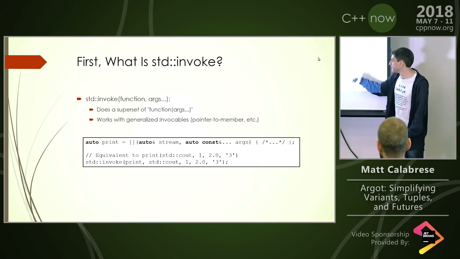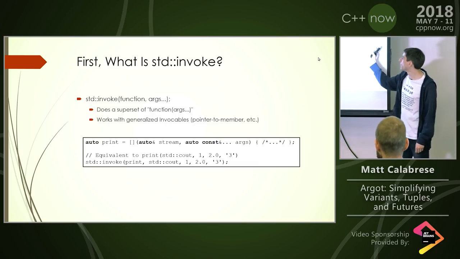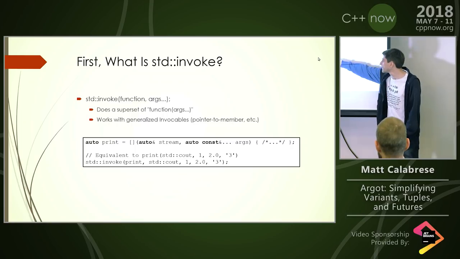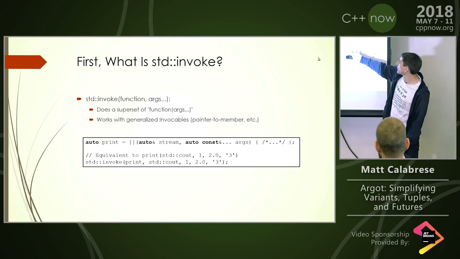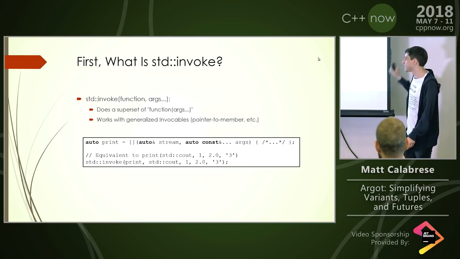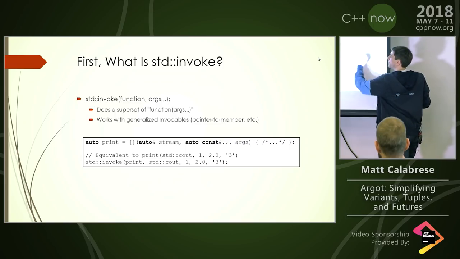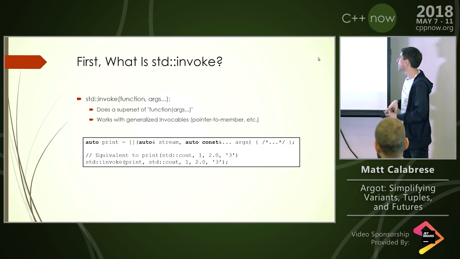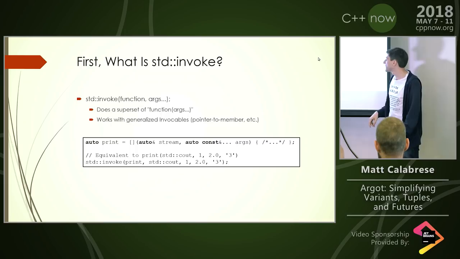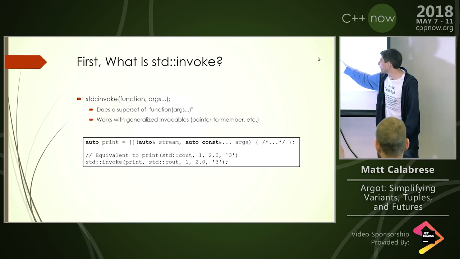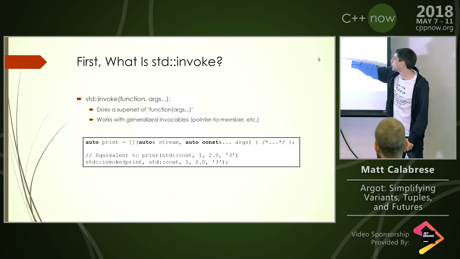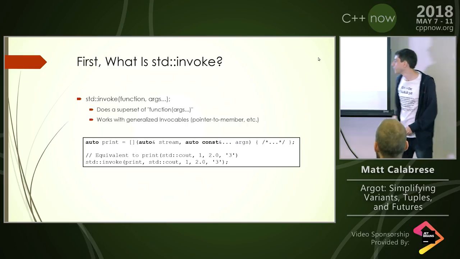Here's an example of how you might use it. Imagine you have some function object called print that takes in a stream and some arguments. I left out the implementation, but you could imagine it's just using the streaming operator on the stream and outputting each argument in succession. You can call it easily by just writing print std::cout 1, 2, 3, but the equivalent with invoke would be that.